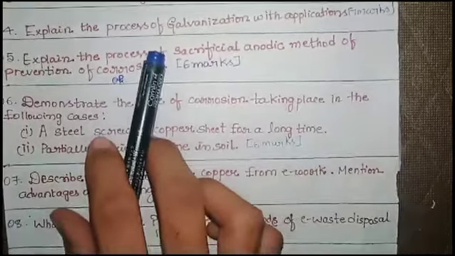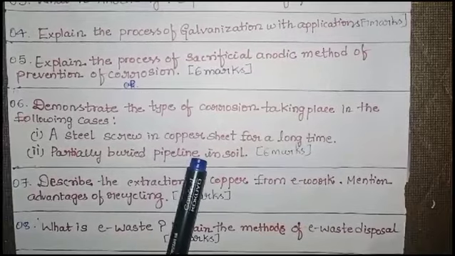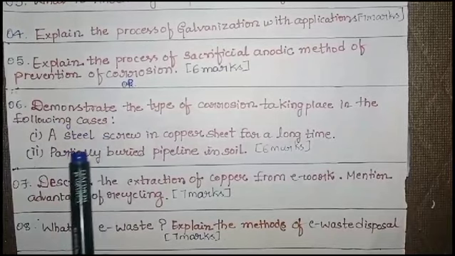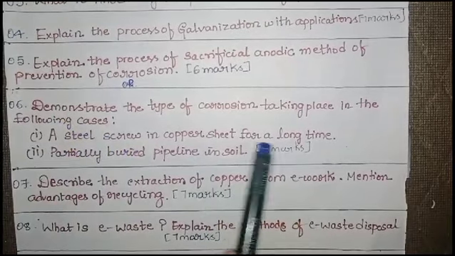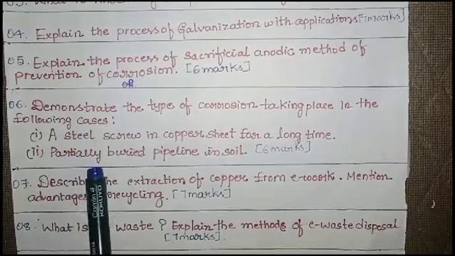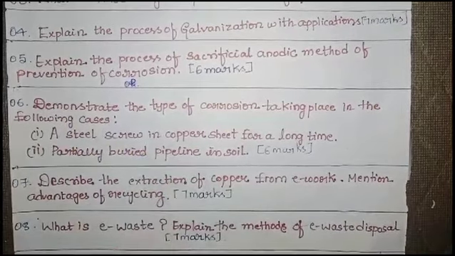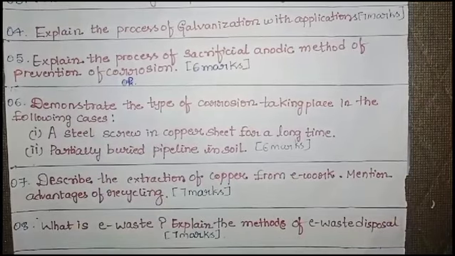And the next question is, demonstrate the type of corrosion taking place in the following cases: a steel screw in a copper sheet for a long time, and a partially buried pipeline. You should know the type of corrosion. You should apply some knowledge and identify the type of corrosion.